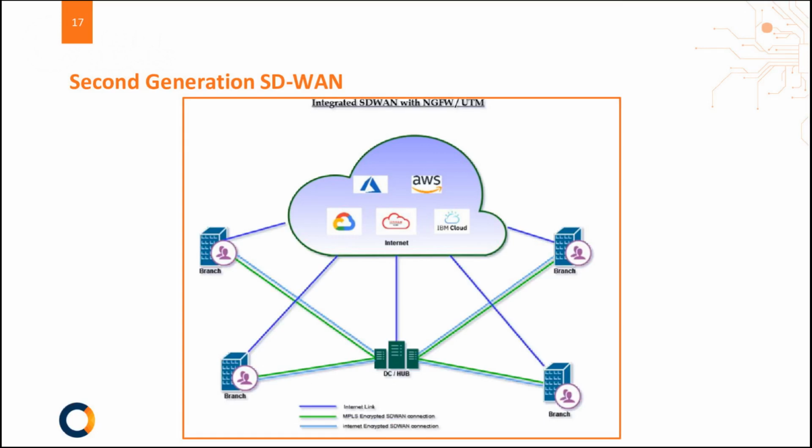So then emerged the second generation SD-WAN, where branches had the integrated SD-WAN with next generation firewall and UTM features. As you can see, branches now have encrypted internet and MPLS link from branch to branch connectivity. They have MPLS plus internet plus LTE, or they can have any sort of transport. And now they are connecting directly to the cloud and to the internet. But at this time they have integrated security solutions with them.